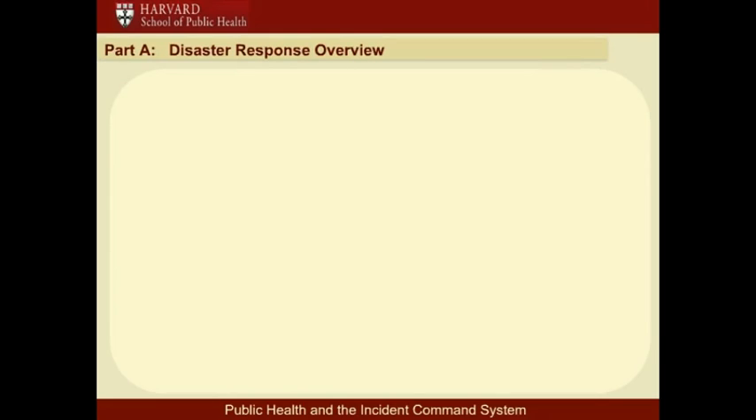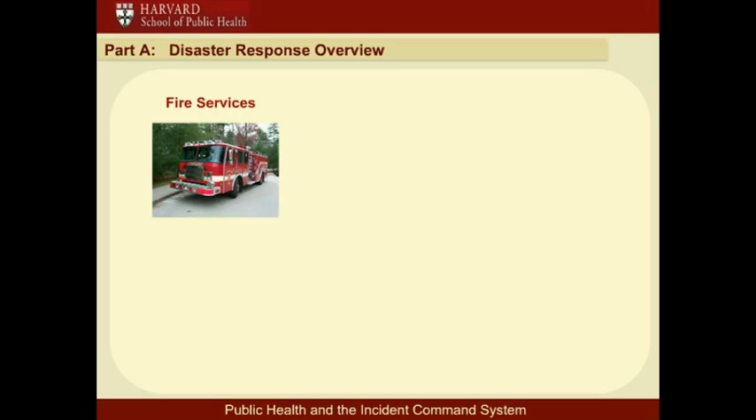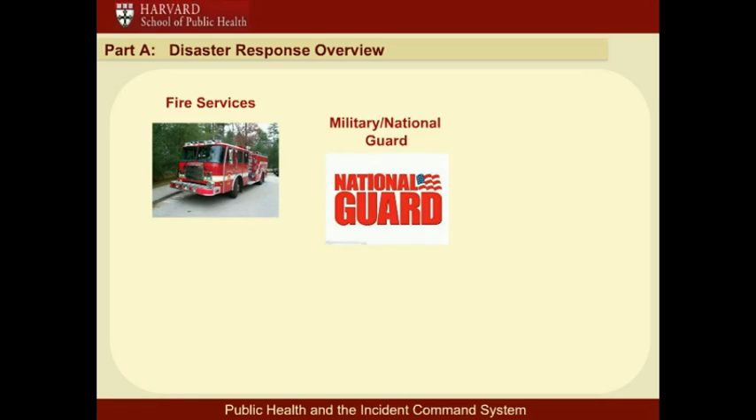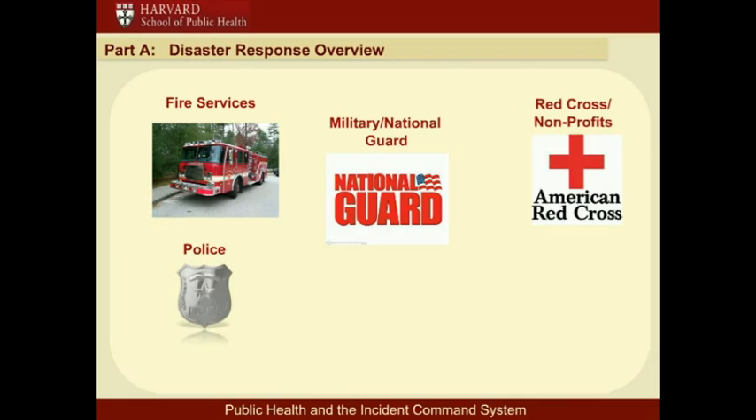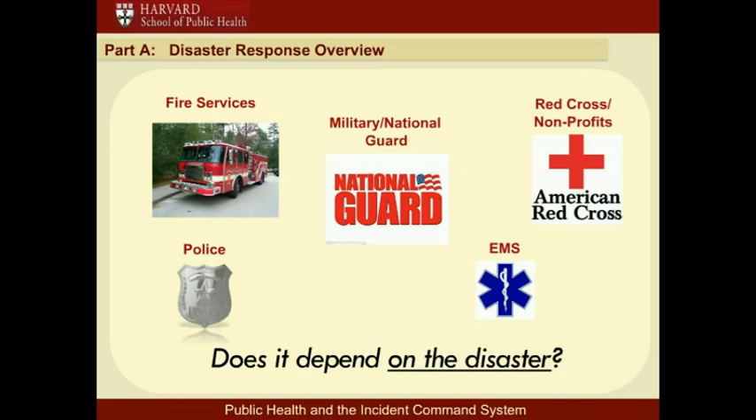Diving right into our review of the disaster response cycle. When a disaster strikes, who's the first group that comes to mind who's going to respond to that event? Is it the fire services? Maybe the military or the National Guard? Perhaps it's the Red Cross or other nonprofit agencies like the Salvation Army. Maybe it's the police, or even emergency medical services. Or does it really depend on the disaster as to who responds? Maybe it's this entire group, maybe it's smaller segments of that group.